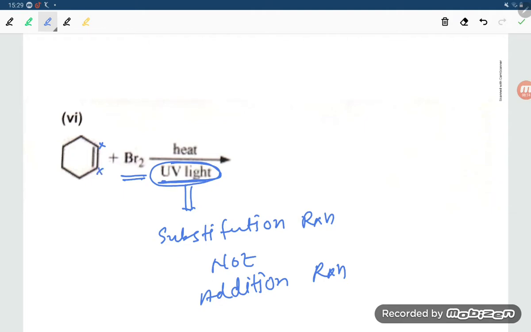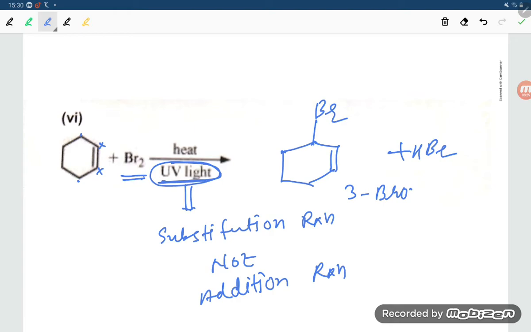So what could our product be, student? Br can only attach at this position or this position. Both positions are symmetrical, so it will go to either position. So here we can write the required product: here you put the Br and let the double bond stay as it is, and along with that is HBr. So this is 3-bromo cyclohexene.